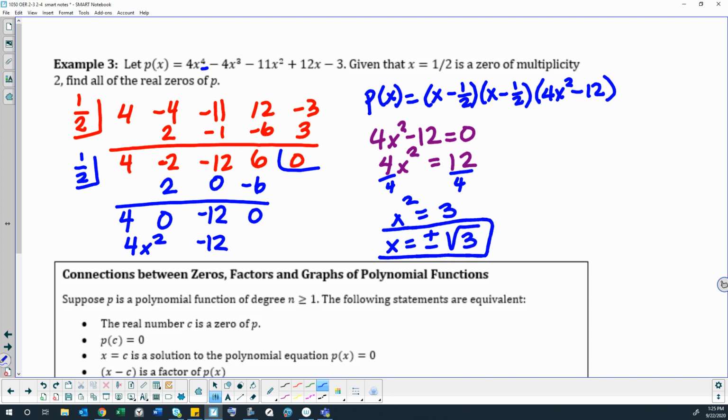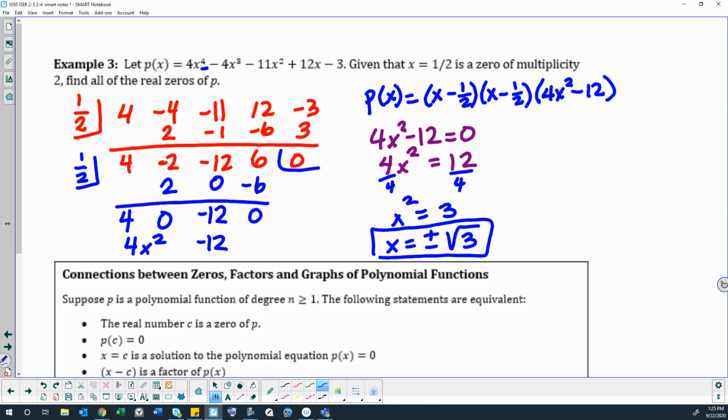Those are the other real zeros of this polynomial. So it has 4 zeros, 4 real zeros, in fact. 1/2, positive square root of 3, and negative square root of 3. Positive and negative square root of 3 are real. They're not imaginary. They happen to be irrational. They are still real answers.